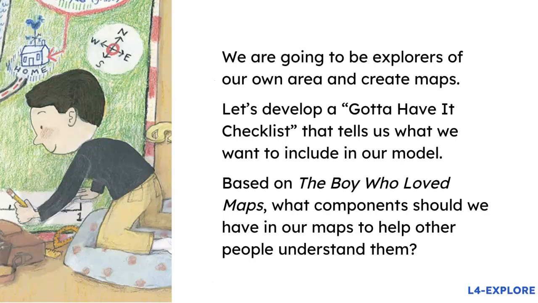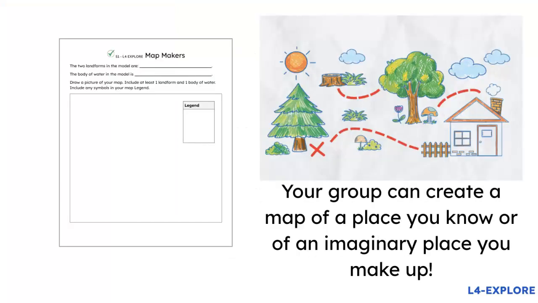For the Explorer, you'll introduce the map-making activity. You'll tell students they're going to be explorers and create maps. Together, you'll develop a Gotta Have It checklist that tells what to include in the models. You'll put students into groups or pairs and have them use the Map Maker's Student Journal page to draw a map. They can choose to make a map of a known area or an imaginary place.